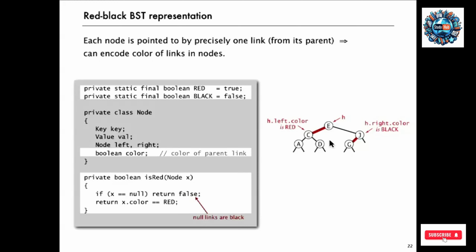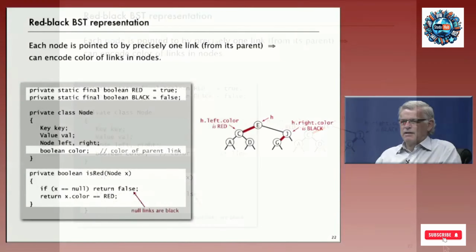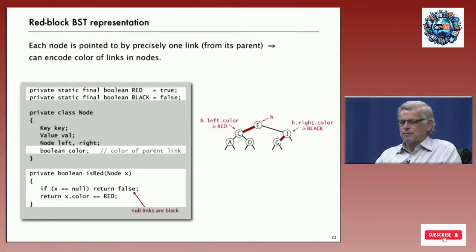So in this tree, the color of h.left is red, the color of h.right is black, and so forth. So that's the way we represent colors, by putting a color bit in the node for the color of the link that points to it.